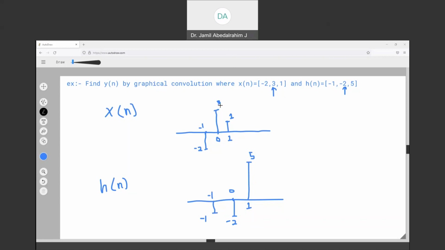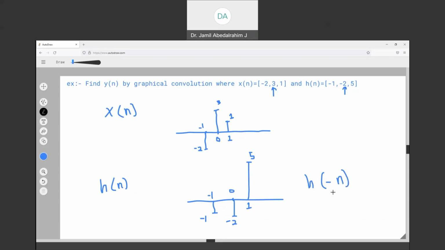So this number is the amplitude of each signal. So first step, we draw x of n. Second step, we draw h of n. And the third step, we need to flip the h of n. We need to flip it. Okay, h of n becomes h of negative n.